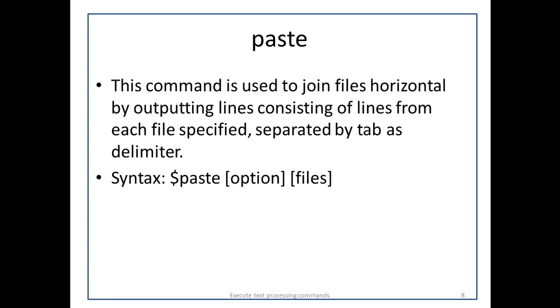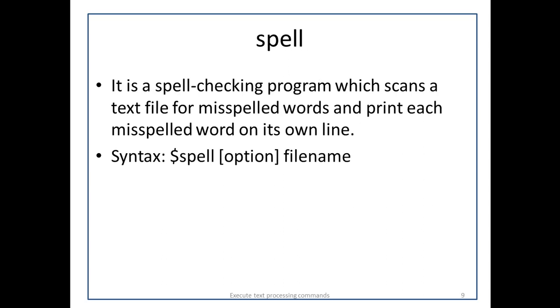paste command. This command is used to join the files horizontally by outputting the lines consisting of the lines from each file specified, separated by a tab as a delimiter. Syntax is paste option and files. spell command. It is the spell checking program which scans a text file for misspelled words and prints each misspelled word on its own line. Syntax is spell option filename.